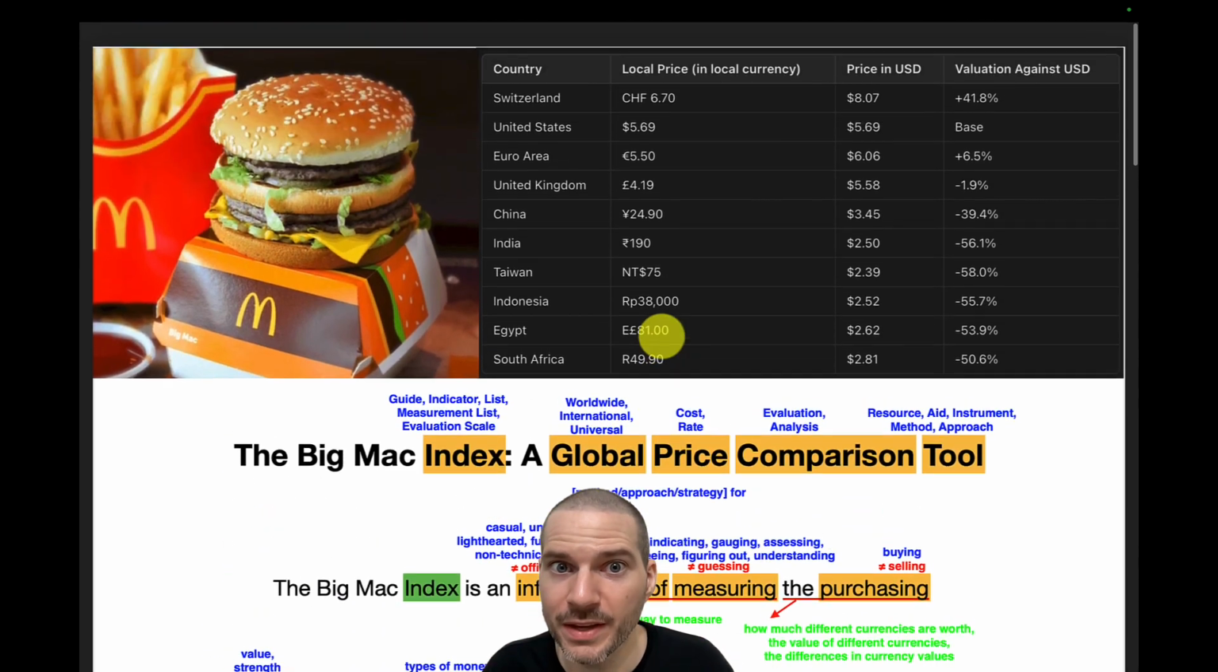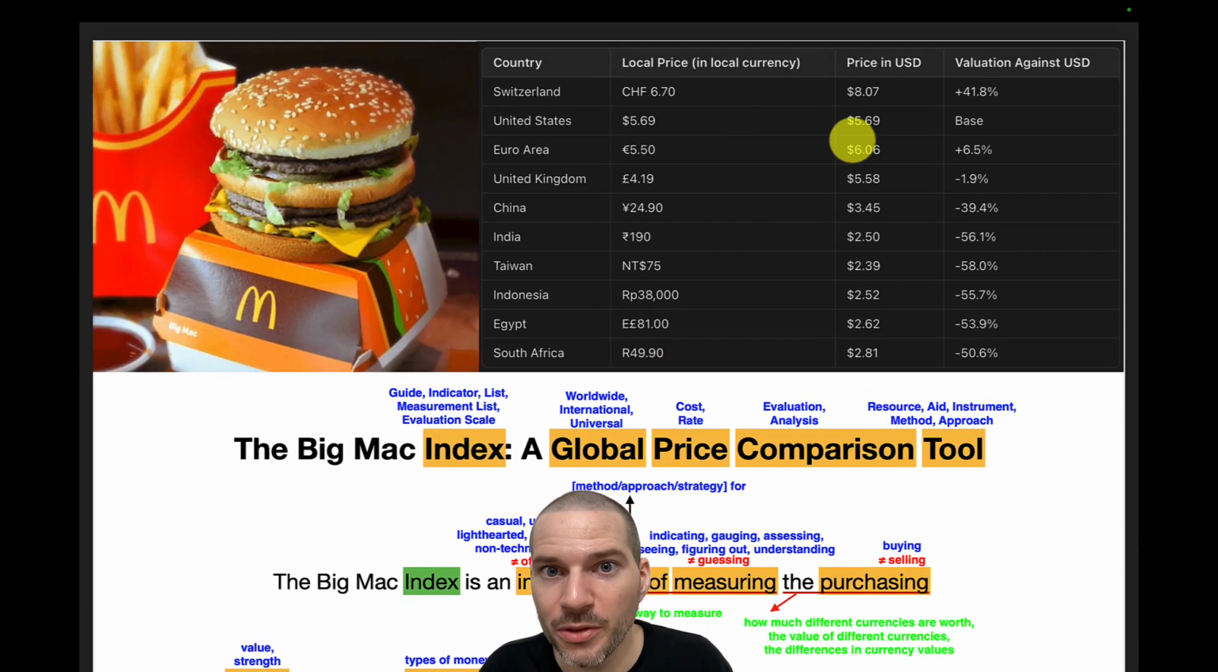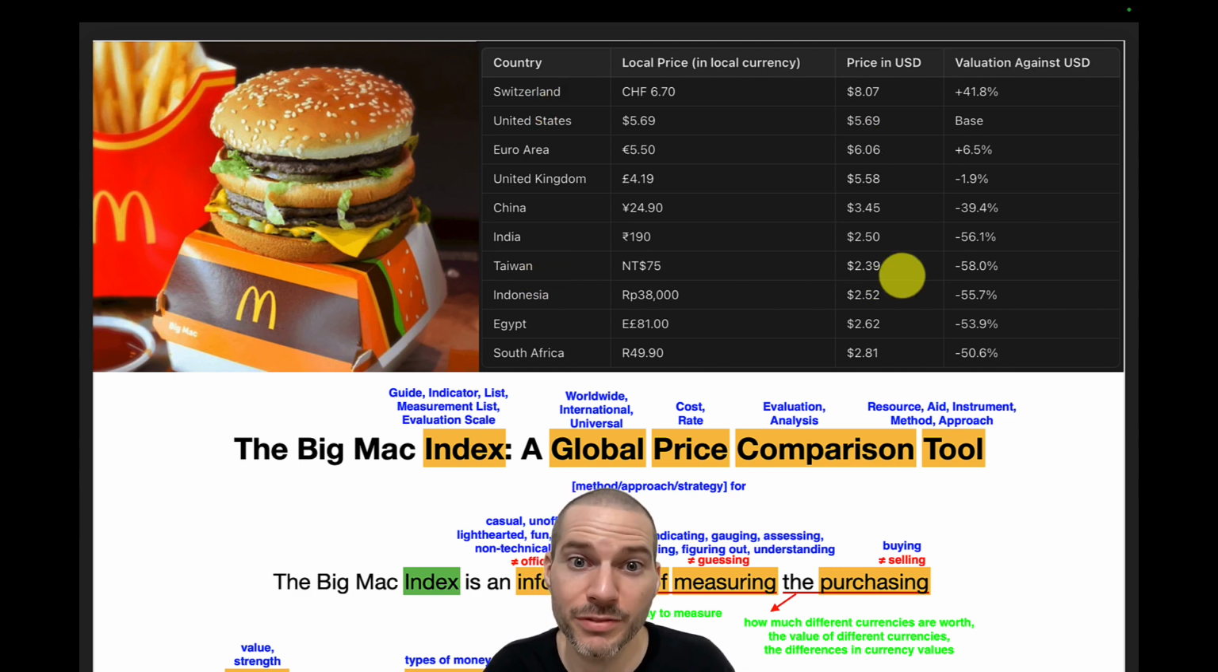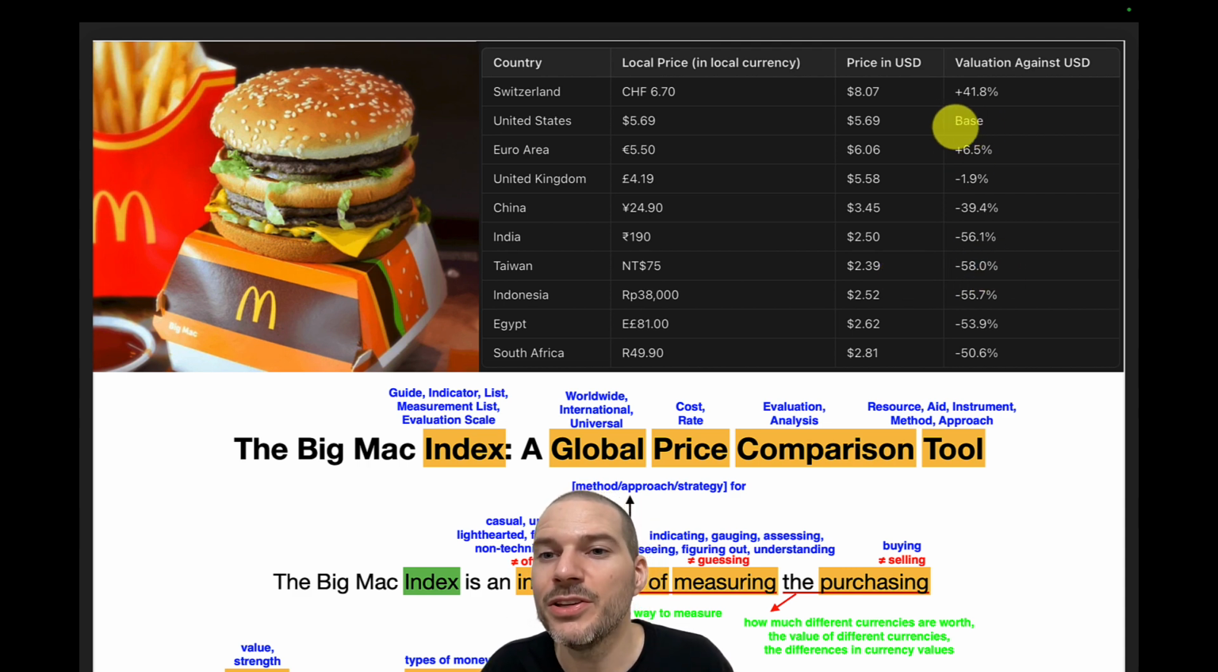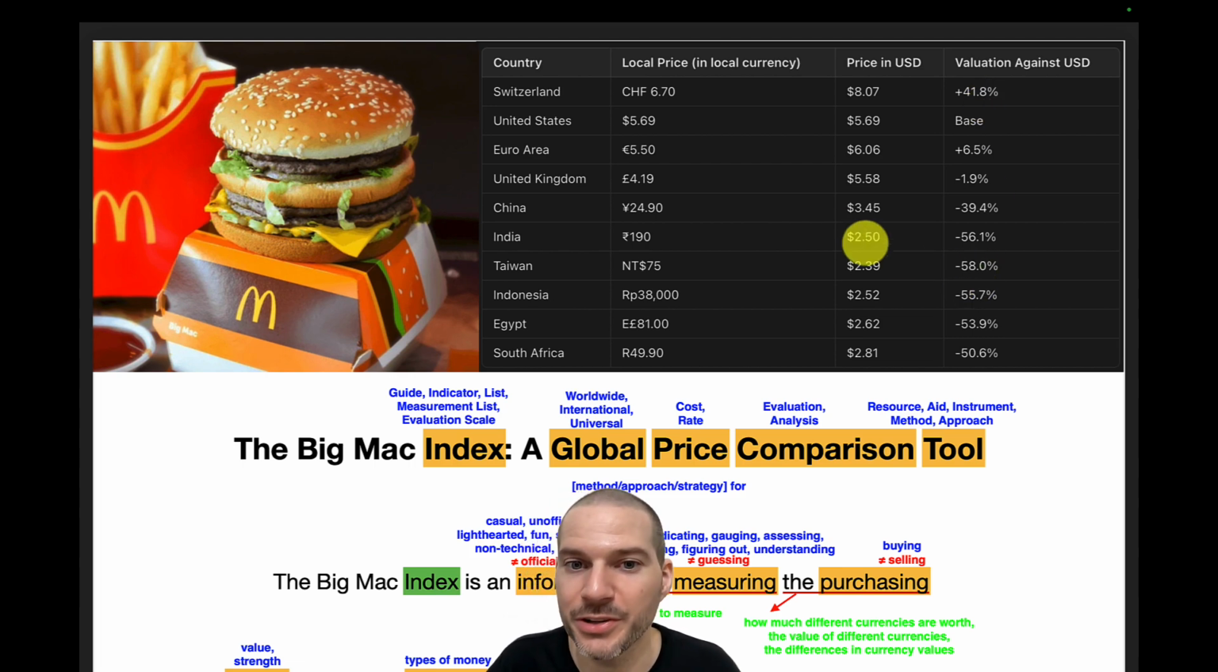Come back up here. So they put all the prices in American dollars here. You can see in Switzerland it is $8, and in Taiwan it is $2.39. That means if you live in Switzerland and you go to Taiwan, you can buy 3 Big Macs for the price of 1 Big Mac in your country. And you can see the differences. United States is the base here, and these are the differences. It's 41% higher in Switzerland, but it's 58% lower in Taiwan. So this can help you understand your currency values.